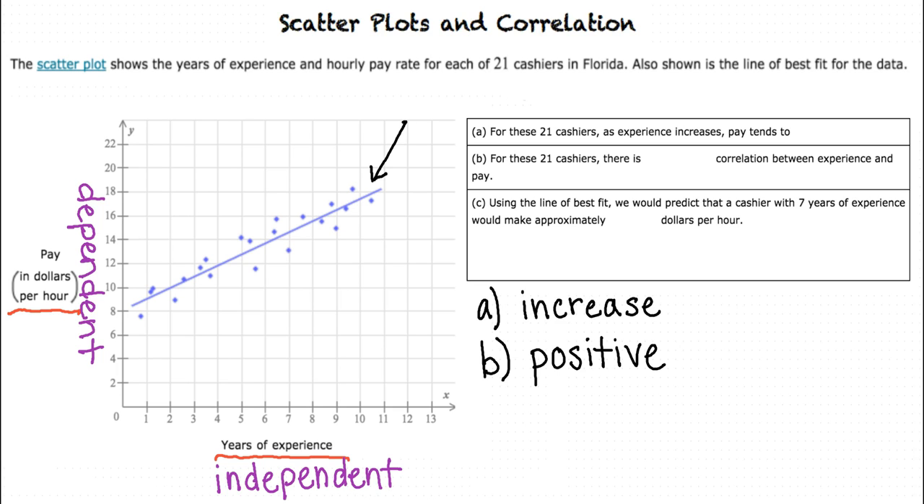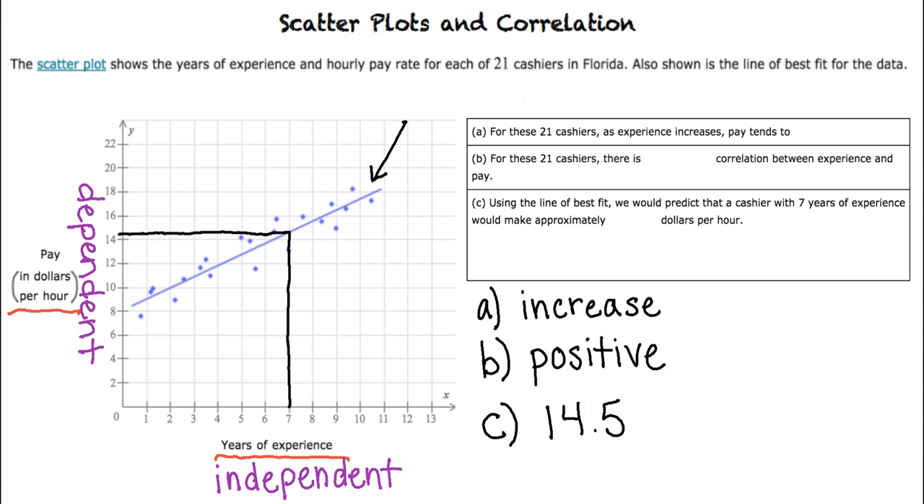For question C, we are asked to find the pay in dollars per hour of a cashier with 7 years of experience. To do this, we will begin by looking at the value of x, which is 7. We can see that when we reach the line that the y value is between 14 and 15. 14.5 is exactly between these two numbers, so the approximate pay of a cashier with 7 years of experience is $14.5 per hour.